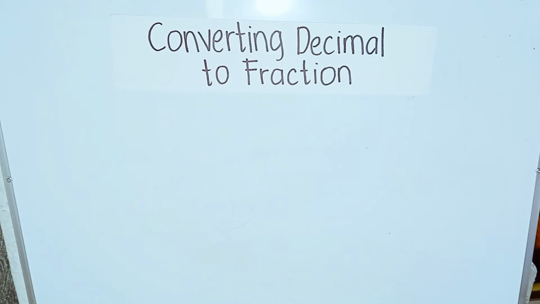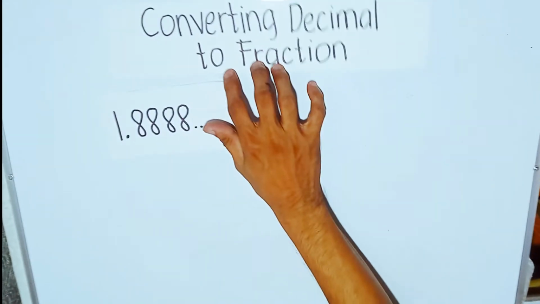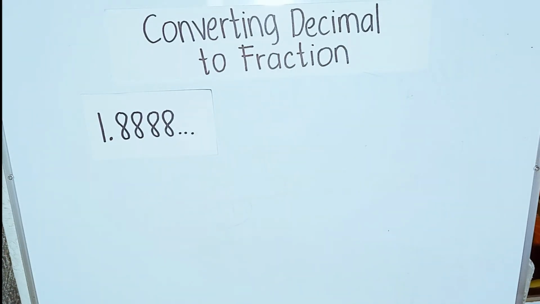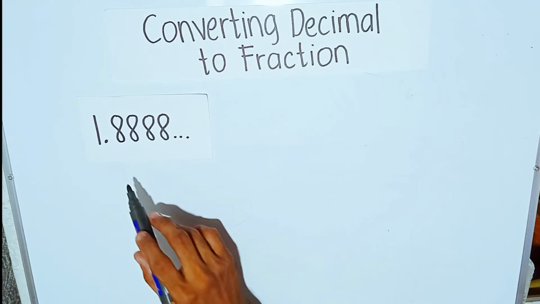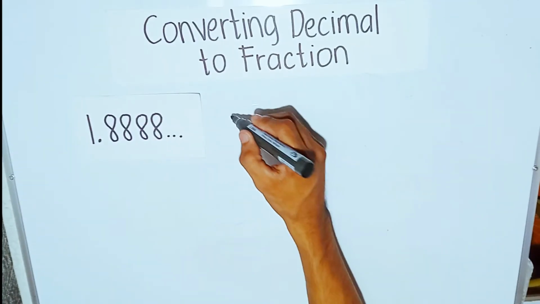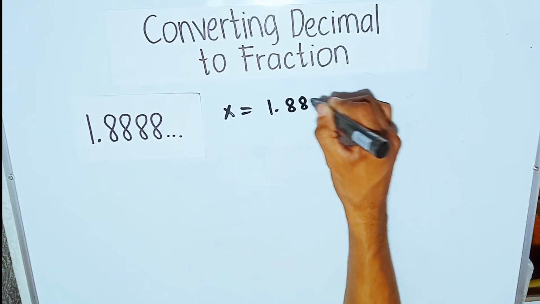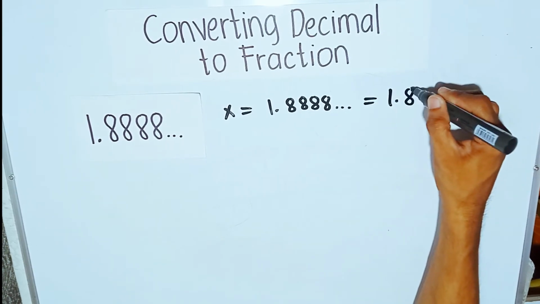Okay, next example tayo mga ka-ML. Next example, using our process, then after this example, doon na tayo sa shortcut. Okay, meron tayong 1.888898. Ang gagawin ulit natin is to take this decimal as x. So let this decimal to be x. Meron tayong x is equals to 1.8888 or it is equal to 1.8 vinculum.